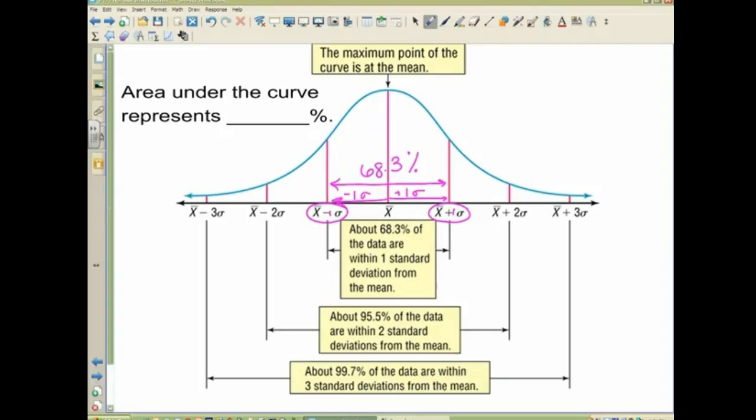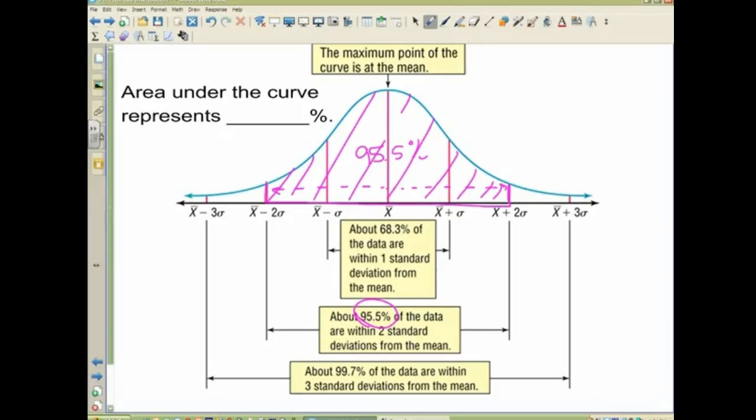In the next category, we move 2 standard deviations out away from the mean. So moving 2 standard deviations out above and below gets us 95.5% of the data in that region that we're talking out to 2 standard deviations.